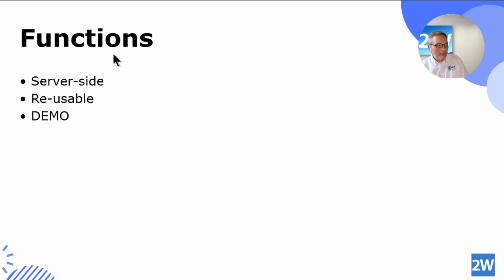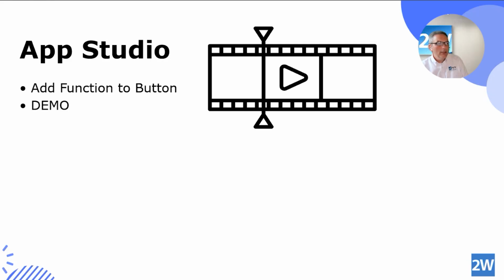We talked a little bit about functions and what their benefits are, and showed you a little bit about the function maintenance screen in the ERP. And then I showed you how to use Application Studio to add that function to the button click event.